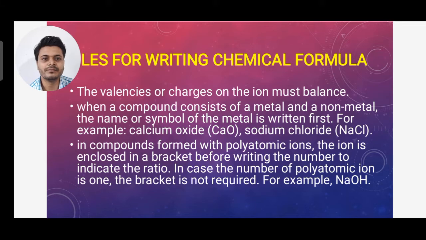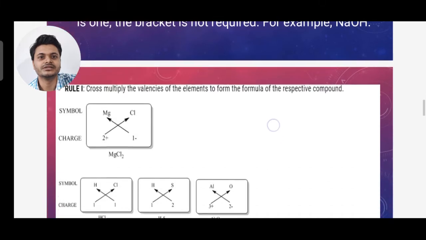Next, in compounds formed with polyatomic ions, the ion is enclosed in brackets before writing the number to indicate the ratio. In case the number of polyatomic ions is 1, the bracket is not required. For example, NaOH, the bracket is not required, since it is 1.